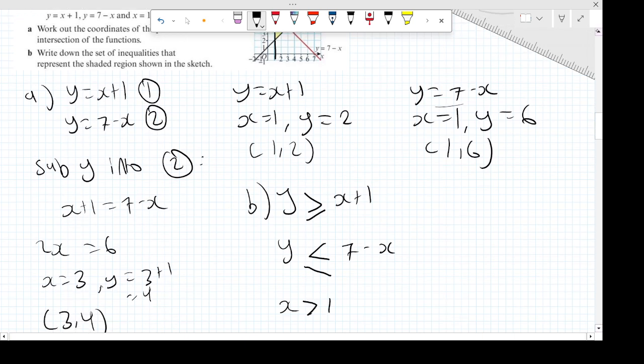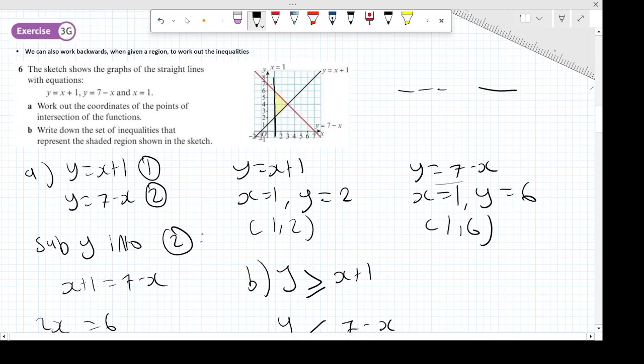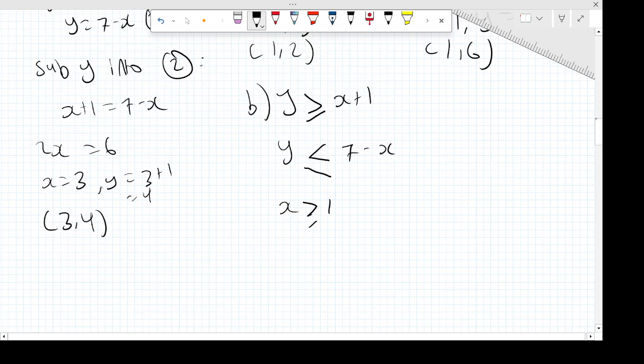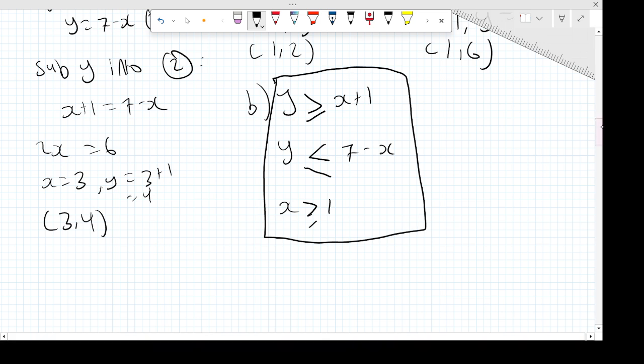And then lastly, is it greater than or is it greater than or equal to? What type of line is it, dotted or filled? Well, it's a filled line, isn't it? The blue line again, it's filled. So it's going to be equal to. And those are the 3 inequalities that make up the region.